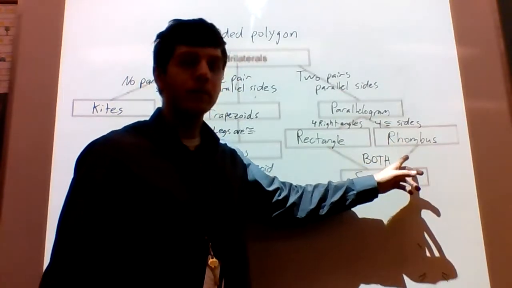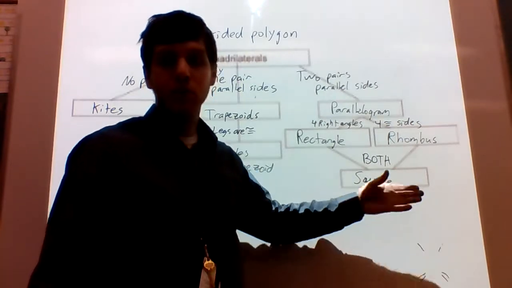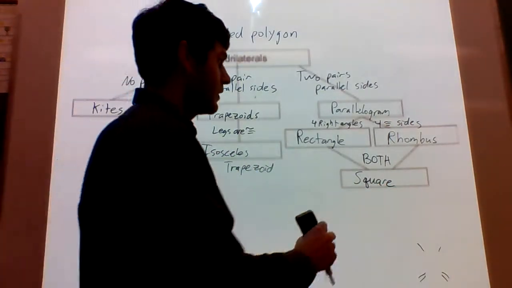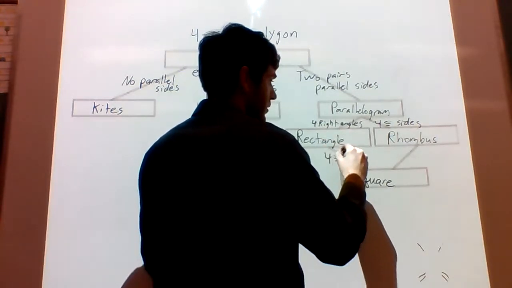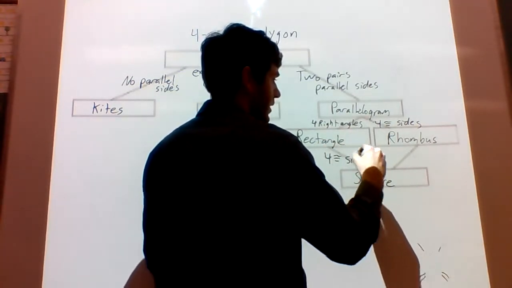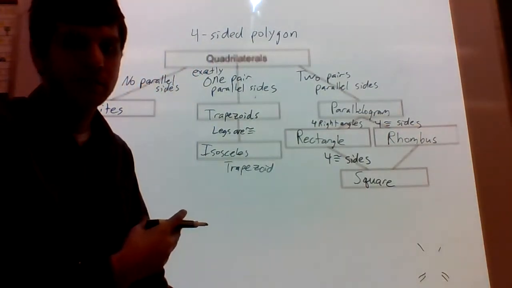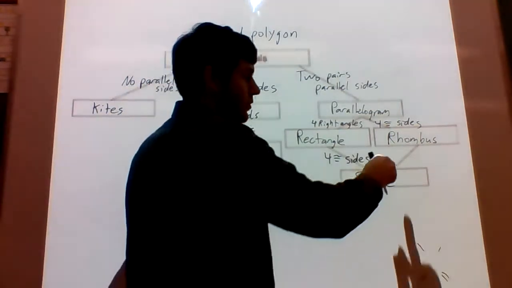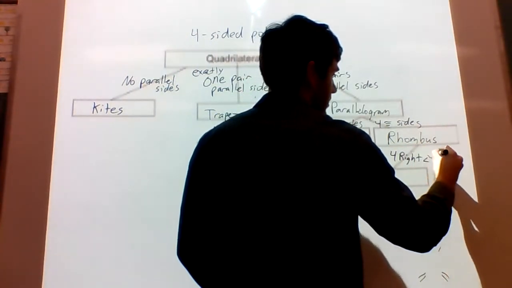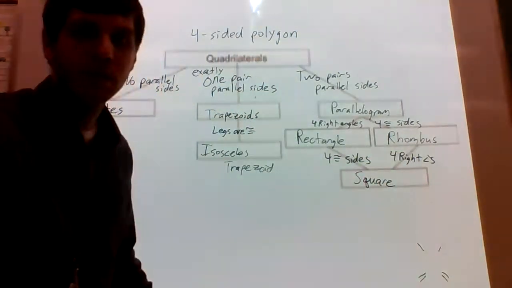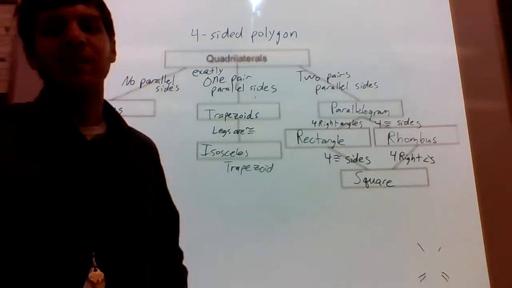If the rhombus has 4 congruent angles, then it's a square. So we could put that in there. If the rectangle has 4 congruent sides, then the rectangle is a square. If not, then it's not. If the rhombus has 4 right angles, then the rhombus is a square. If the rhombus does not have 4 right angles, then it is not a square.